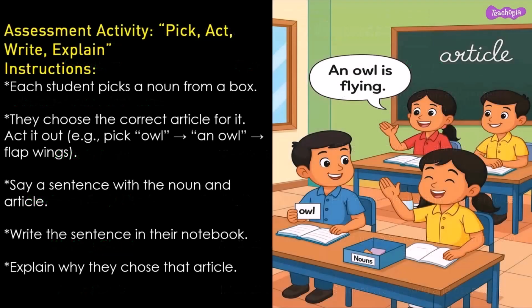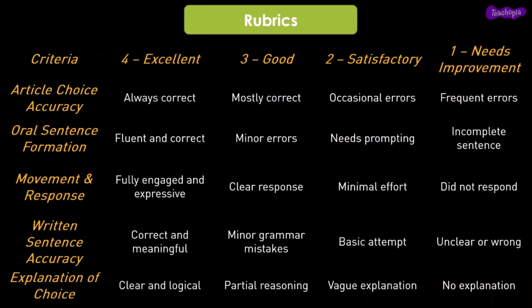We can assess if learners have understood the concepts using an activity called Pick, Act, Write, and Explain. Here, each student picks a noun from a box. They choose the correct article for it. They act it out, for example, picking owl, and they act an owl using their hands and flapping their wings. Then they say a sentence with the noun and article. Then they write the sentence in their notebook and then they explain why they chose that sentence.